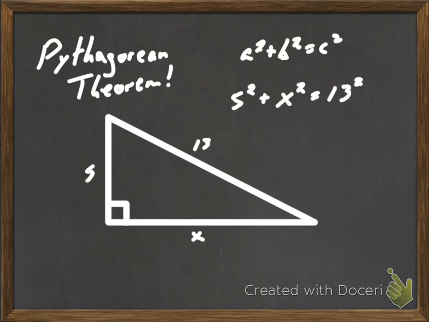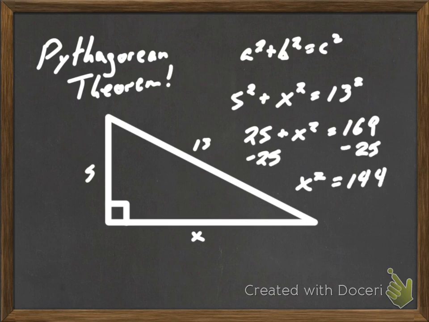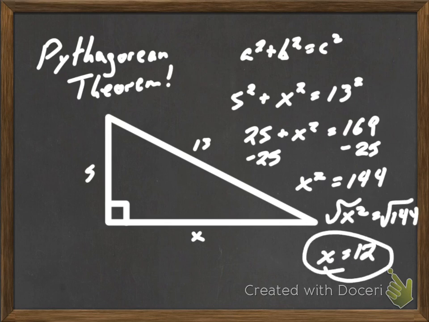So it would be 5 squared plus X squared equals 13 squared, because X in this case would be my B. So 5 squared is 25, X squared is X squared, and 13 squared is 169. If I subtract 25 from both sides, I get X squared equals 144. I take the square root of both sides, and I get X equals 12. So the length of this side is 12.